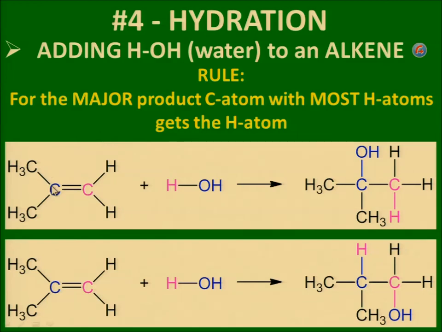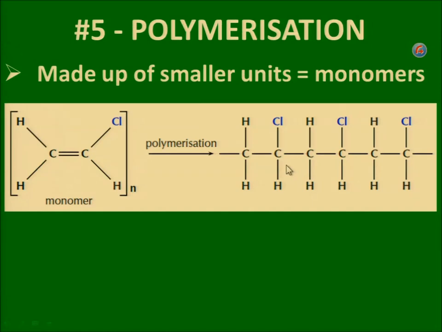The blue double bond carbon is bonded to different groups than the pink double bond carbon. Now, if you use your rule which says for the major product, the carbon atom with the most hydrogen atoms gets the hydrogen atom. If you now look at your double bond carbons, the blue double bond carbon has got no hydrogens. The pink double bond carbon's got 2 hydrogens. Therefore, the pink double bond carbon must get the hydrogen and the blue double bond carbon must get the hydroxy group to form your major product.